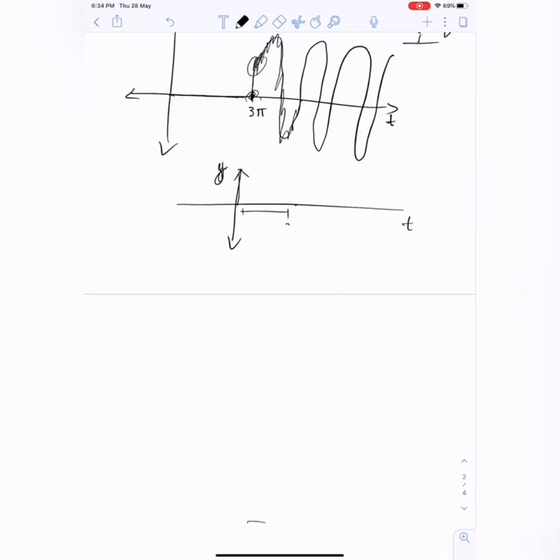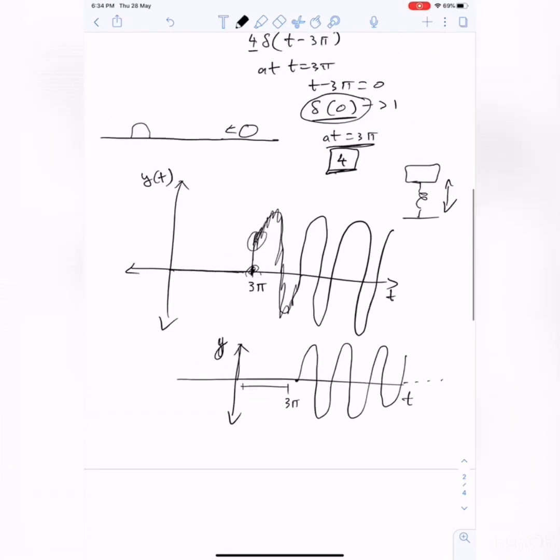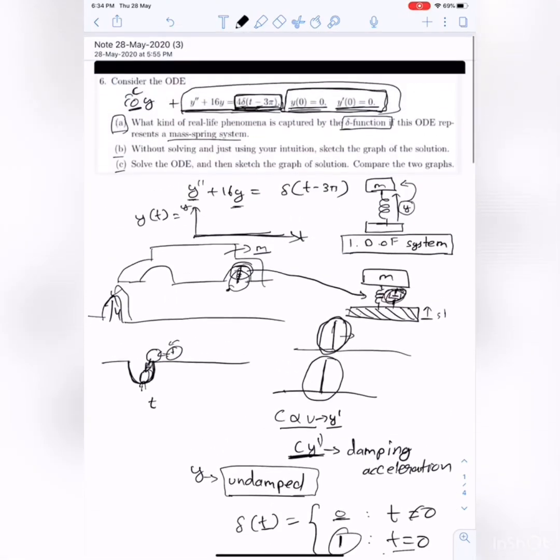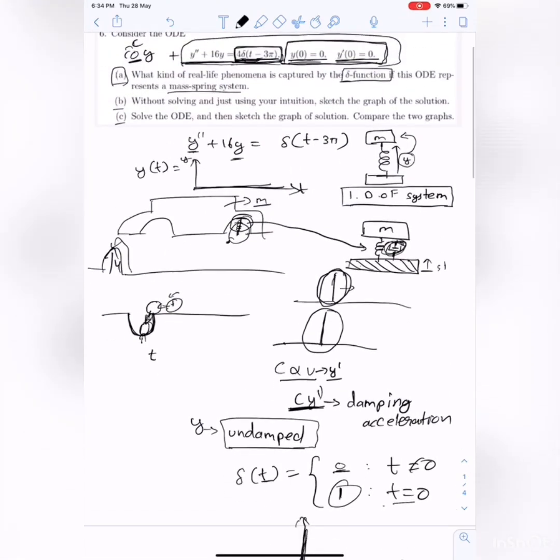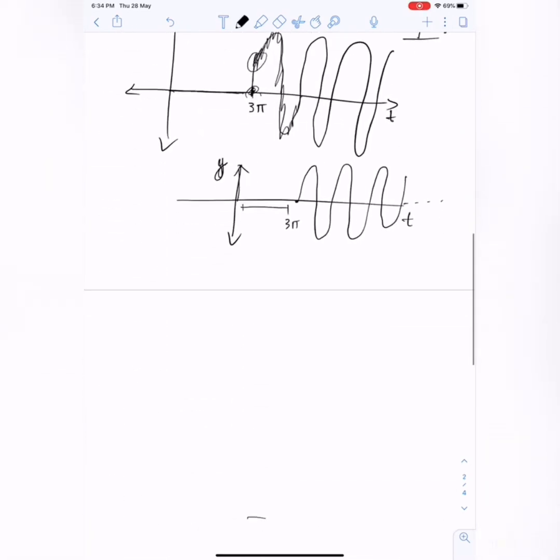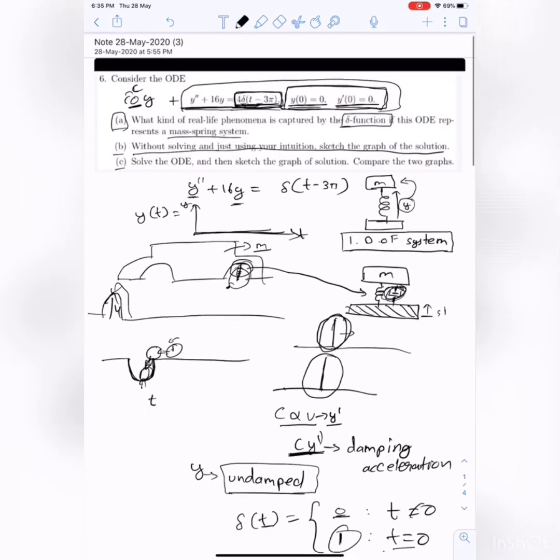So our graph should look something like this. This is time, this is y. At time equal to 3 pi, it can start its motion, and it will continue infinitely since it is undamped. So without solving, and just using intuition, we sketched the graph of the solution. We have predicted our solution to look something like this. Now let's actually solve it.